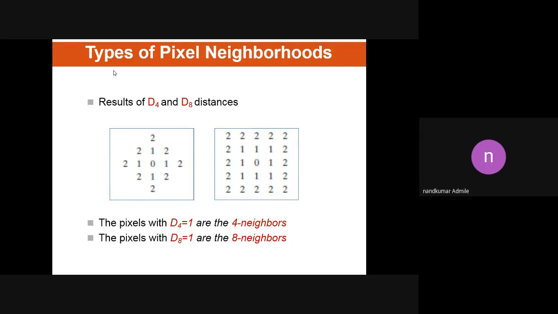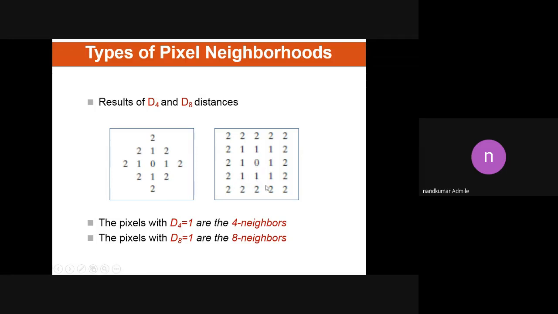So the center is a 0, and at the right side, left side, top and bottom we have ones. So don't bother about the two digits. So in D4 distance, we consider D4 equal to 1, right? If we consider D4 equal to 1 and we have 4 neighbors, so here we act as 4 neighbors. And in the second square, we consider D8 neighbors, where D8 is equal to 1. So at the center we can locate a 0, and around the 0 in 8 positions, we have 8 ones.